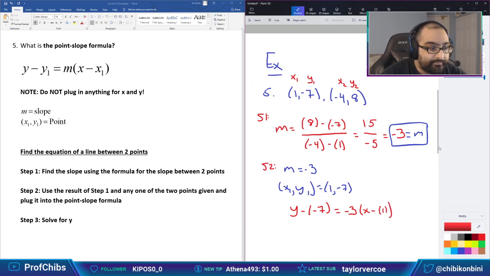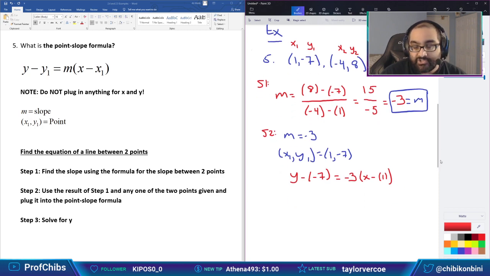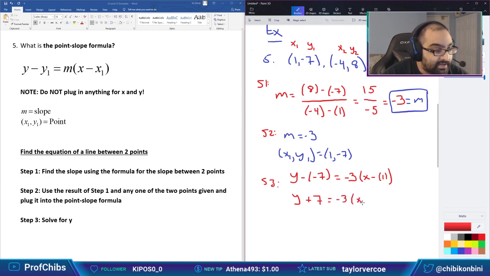All right. Now we're going to clean this up a little bit so we know what to do next. Here's where we solve for y now that we have this in an appropriate manner. Cleaning this up, we have y minus -7, which is y plus 7 as a result, equals -3 times x minus 1. Distributing the -3, we get -3x, and then -3 times -1, that'll be +3.